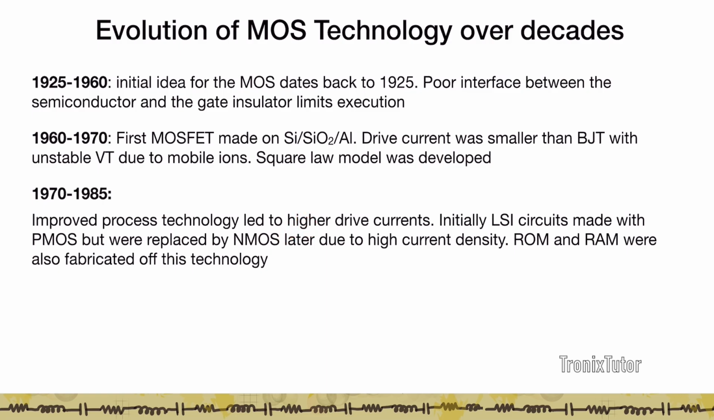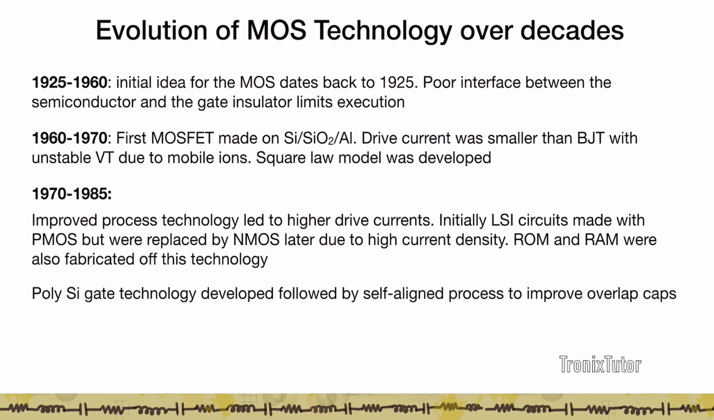And so initially LSI circuits were made with PMOS, again because the mobile ion issue was less in the PMOS, but gradually were replaced by NMOS, primarily because the electron mobility in silicon is much higher than the hole mobility in silicon. This decade also saw the manufacture of ROM and RAM on silicon. Both these devices were based off the NMOS transistor.